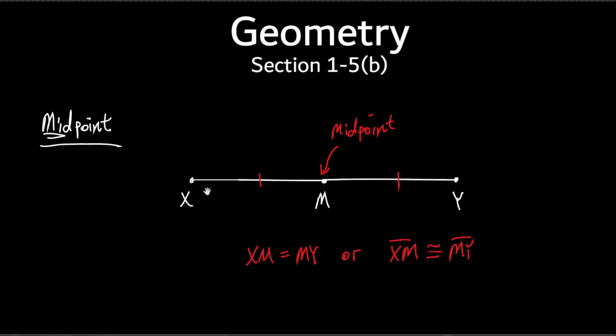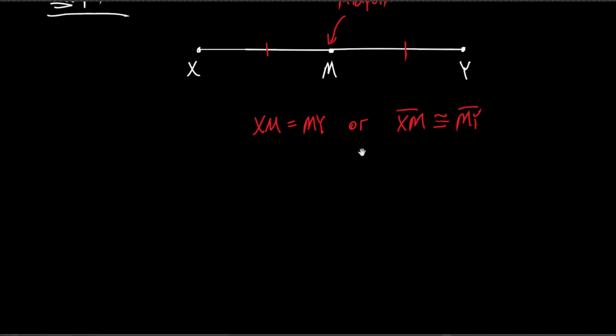Do you understand XM? So the length of XM and the length of MY, they're equal to each other, and that would mean that M is the midpoint. Okay, enough about midpoints. Let's go to something else.